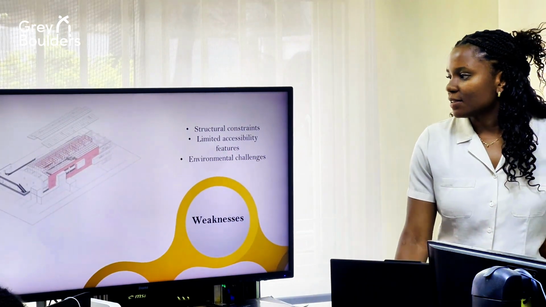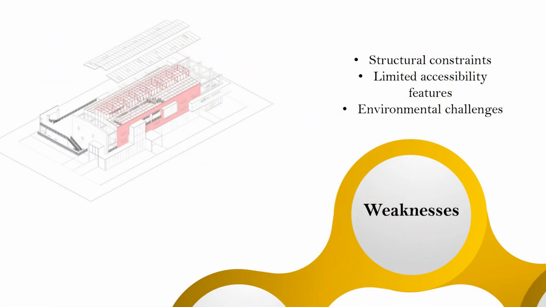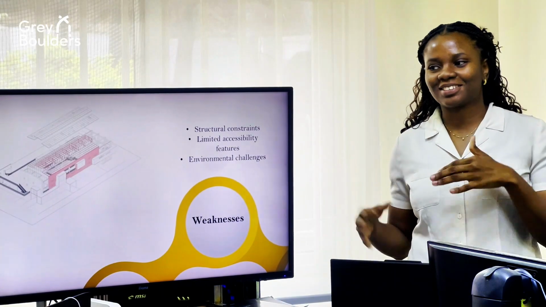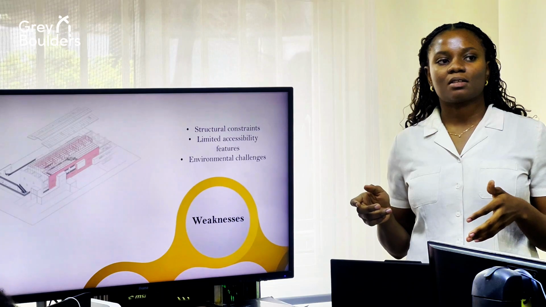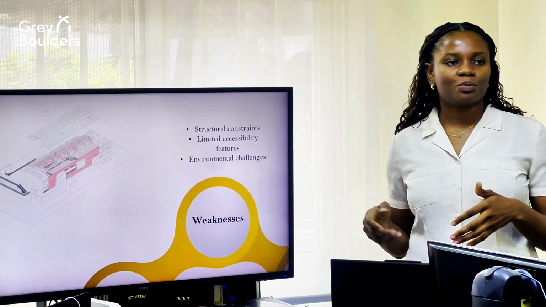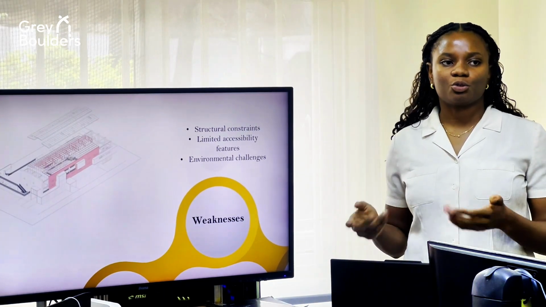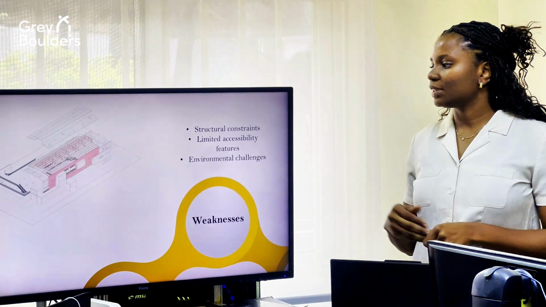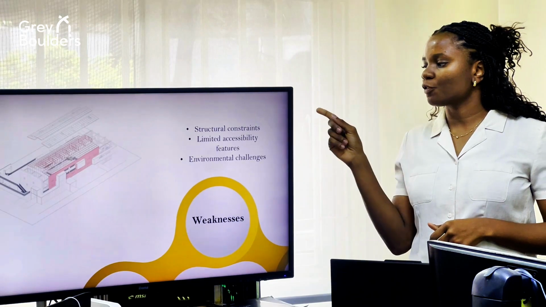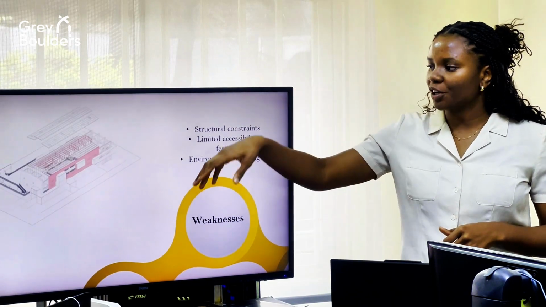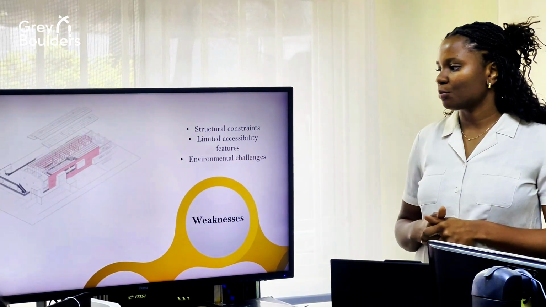Then the weaknesses. Structural constraints. Because of the existing building that was there before, they had to reinforce it twice over, which led to more funding being used for the project. Also, because of the old building, they could not put accessibility features for the disabled in some of the areas. Some have it, but some areas are not accessible to them.